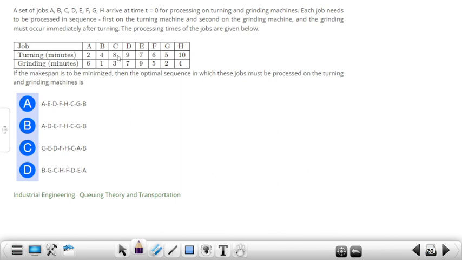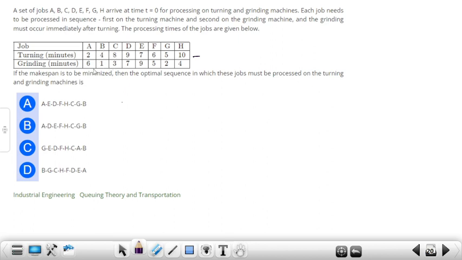Next, this is also a sequencing problem. We have to arrange the job process on the turning and grinding machine, so we have to apply the new rule. The job with the minimum machining time on the first machine will be taken at the first side, and the job with the minimum time on the second machine will be taken on the last side. Please see this and just watch what I say.